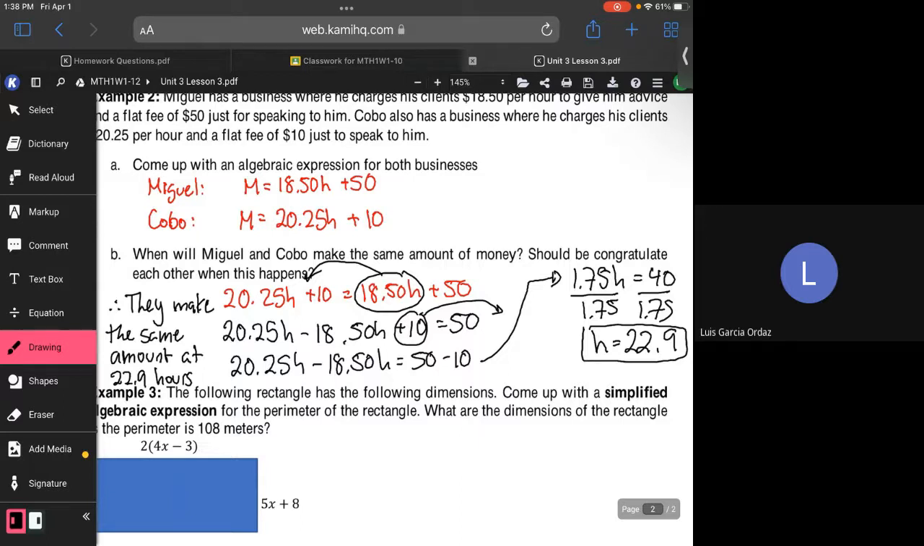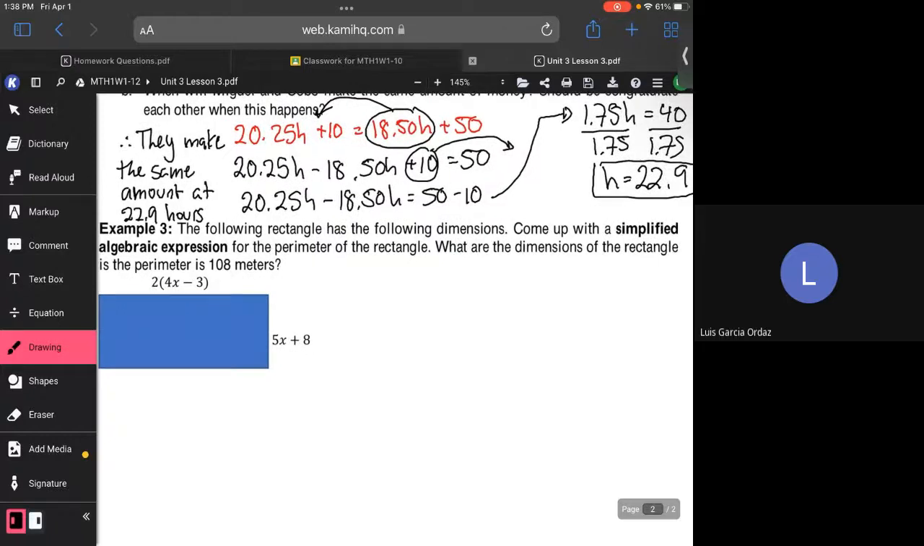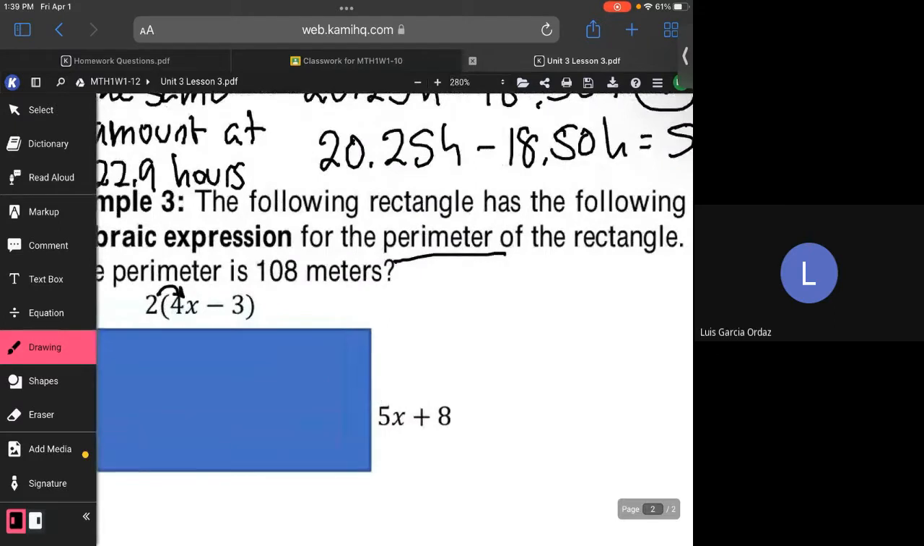Okay. So the following rectangle has the following dimensions. I want to come up with a simplified algebraic expression for the perimeter. And then I need to figure out what my dimensions of the rectangle are if my perimeter is 108 meters. So before I do anything, what should I distribute first? Kareem. The 2, 10, 4, and 3. Okay, which becomes what? 8x, sorry. Minus 6.